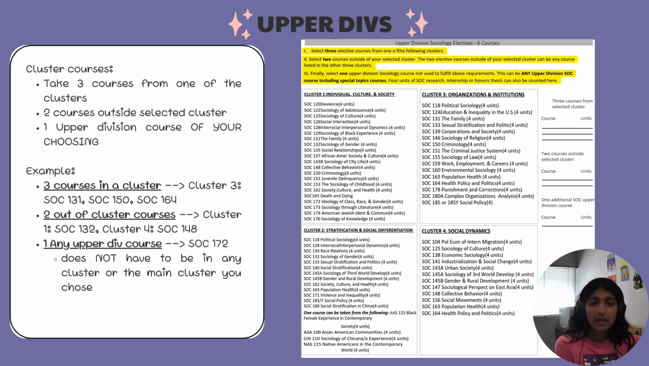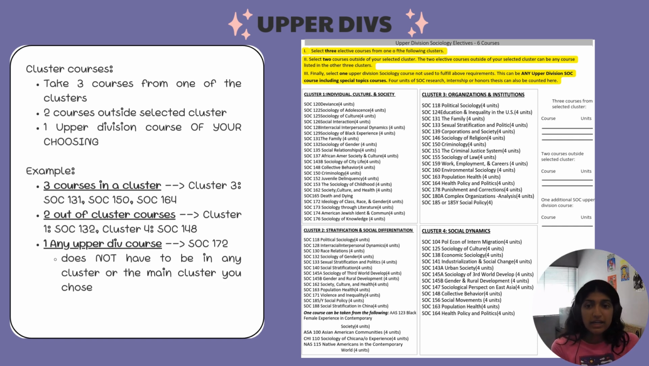So for example, if I choose cluster 1 as my main cluster, then I need to take 3 courses in that cluster 1, and then I need to take 2 courses outside of cluster 1. They can both be in a different cluster, or they can be two different courses from different clusters. It's totally up to you, as long as they're not in the cluster that you picked your 3 courses in. And then you just need to select one of any upper division sociology course. That can be in your cluster or outside your cluster, it doesn't matter. It just needs to be one upper division course.